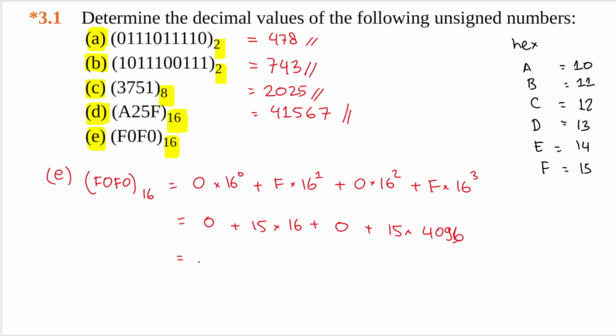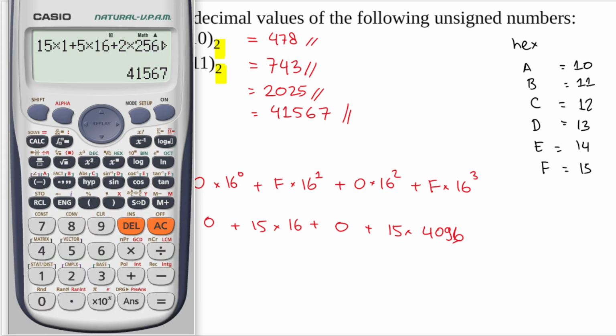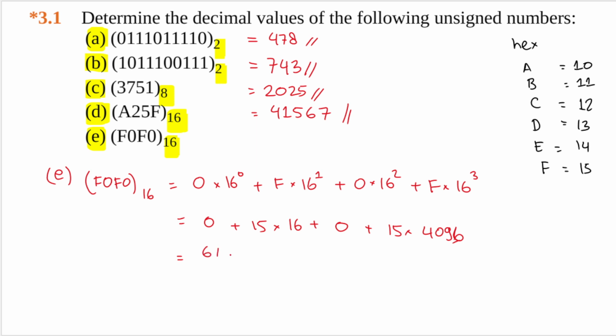Okay, and let's just put that into the calculator. We will have 0 plus 15 multiplied by 16 plus 0 plus 15 multiplied by 4096. And we will have that number here. So we will have 61,680. So we will have 61 and then 680. And we have answered all the problems here.